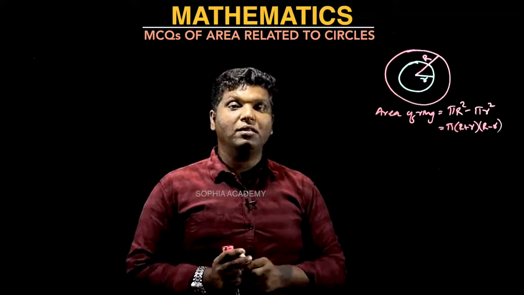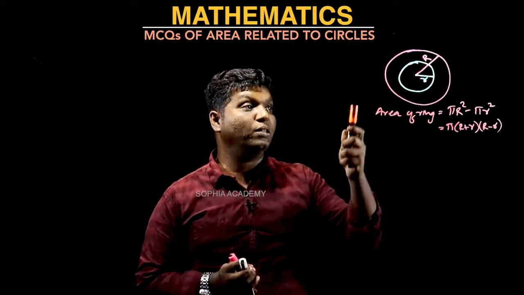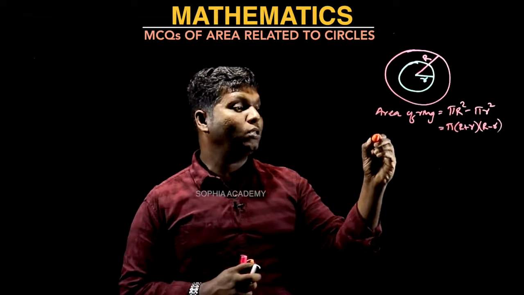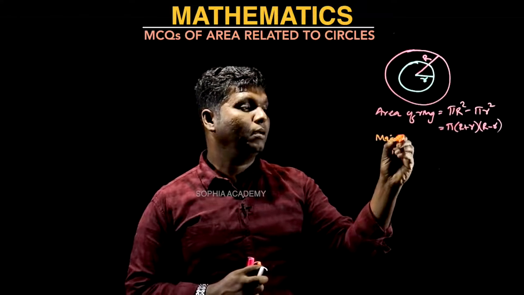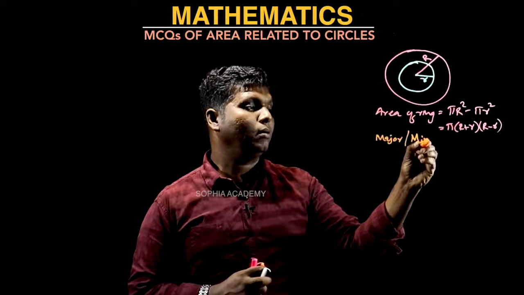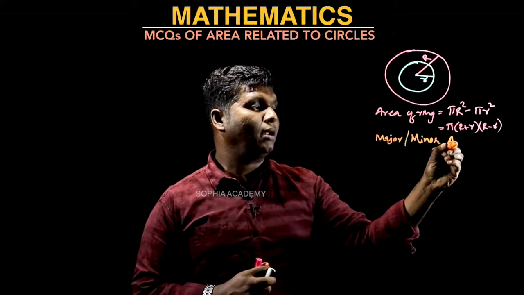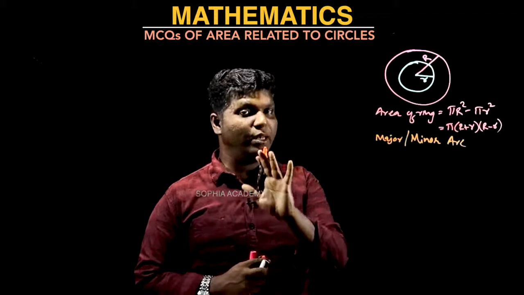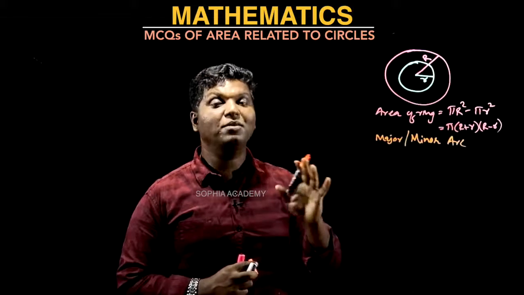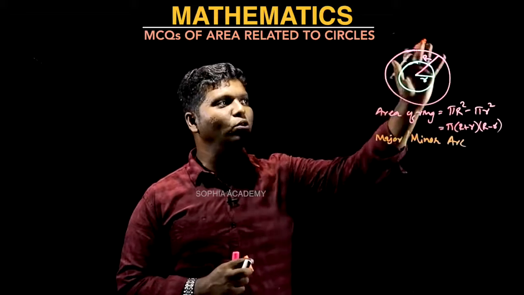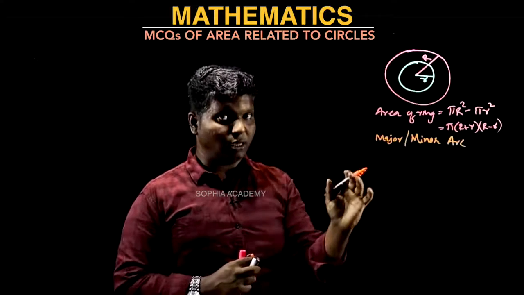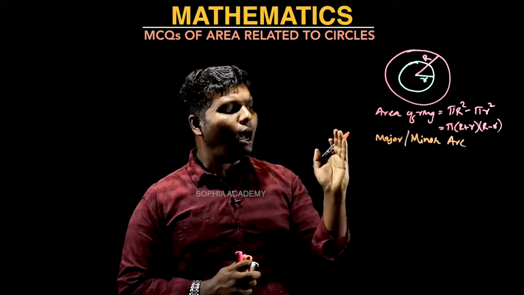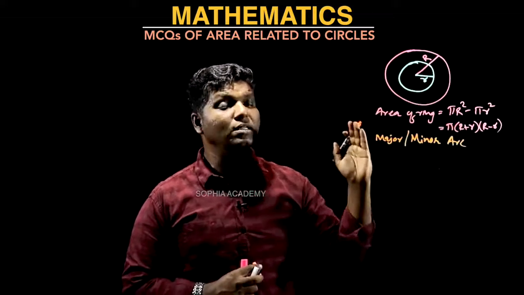Next, the important thing which you have to understand is what we call the arc. What is called an arc? There are two typical types of arc. One is called the major arc. The second one is called the minor arc. What does major and minor mean? From the term itself, it is very clear. Major means the bigger one. Minor means the smaller one. Arc means it's a portion of the circle. It's not the total circle. It is a portion of the circle. So how can we consider whether it is a major or a minor?